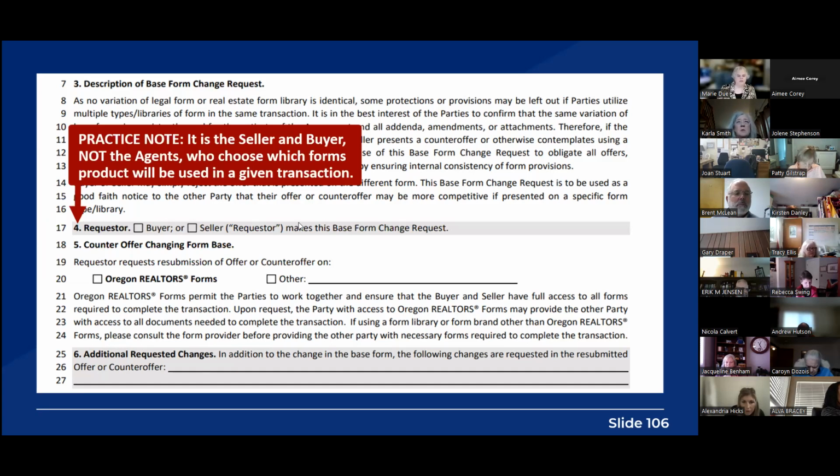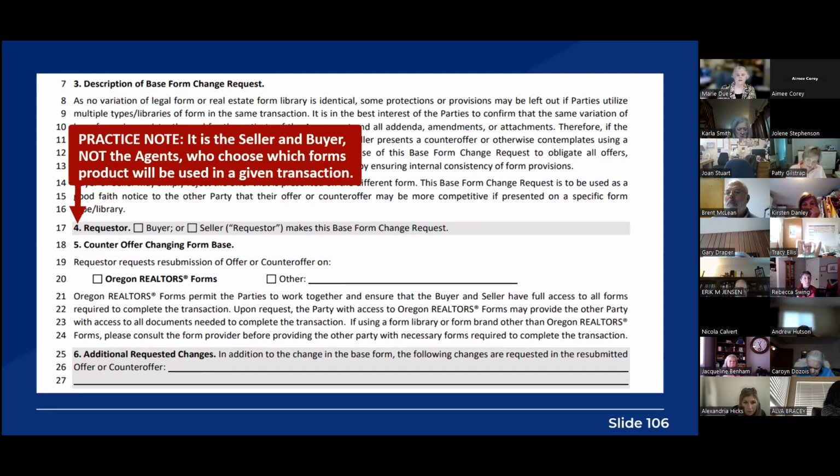So the requester, buyer or seller, makes this base form change request. It could be that they want to stay in one form. This form actually allows you to say, hey, we want it resubmitted on another set of forms. We do have Oregon Realtors forms and then other. One of the other forms that is out there is the Stevens Ness forms. There's a lot of different forms.